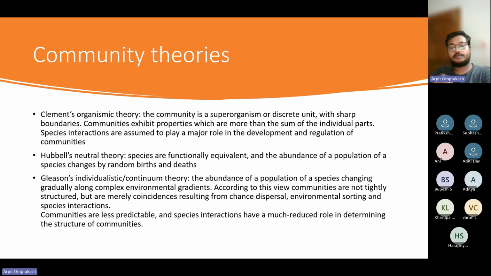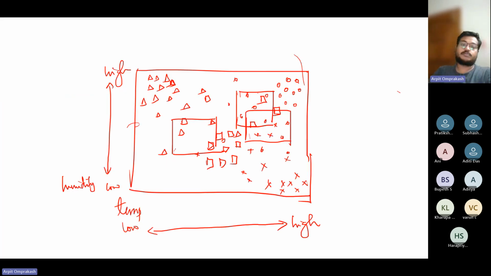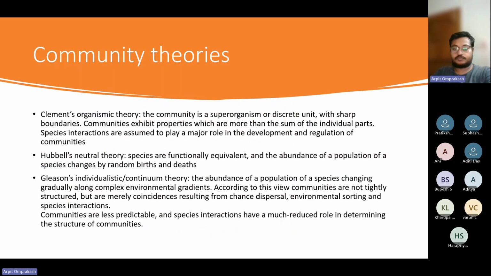In Gleason's view, communities are less predictable and species interactions have a much reduced role in determining the structure. What determines the structure of a community? So from going to this community to, let's say, this community or this community, the structure is mostly determined by the environmental or climatic gradients and not by the species interactions.